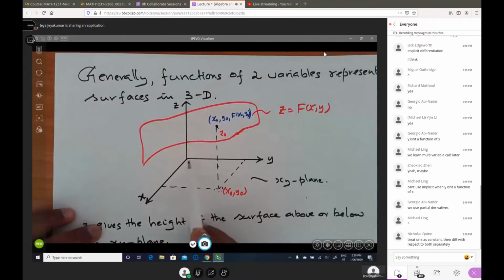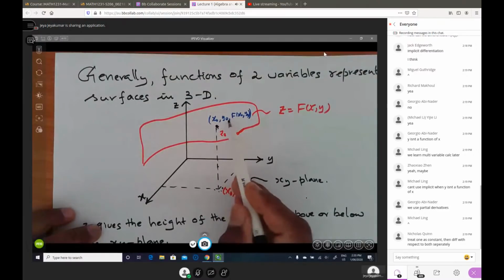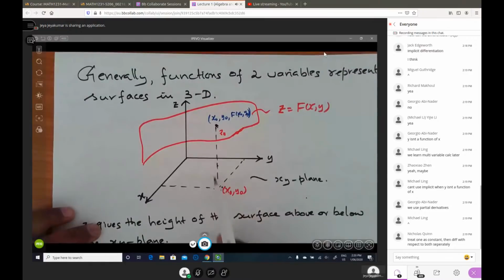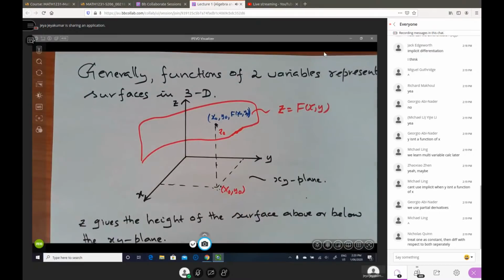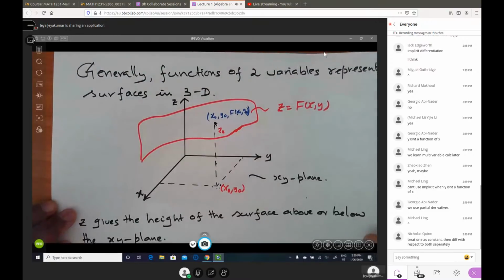Okay, so the point here on the surface, (x0, y0, f(x0, y0)), f(x0, y0) gives you the height from the xy plane here. So that gives the height of the surface above or below the xy plane. If that is positive, then the point is above the xy plane. If that is negative, it is below the xy plane. So that's the convention we will be using. Okay.